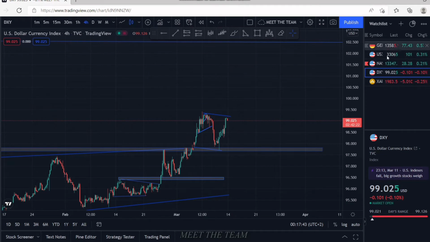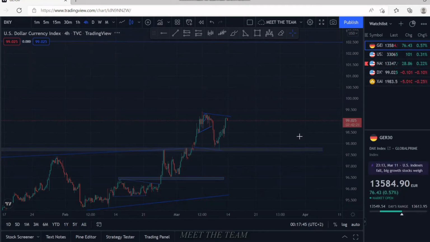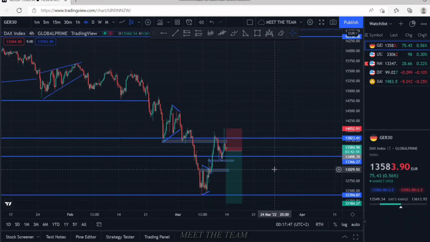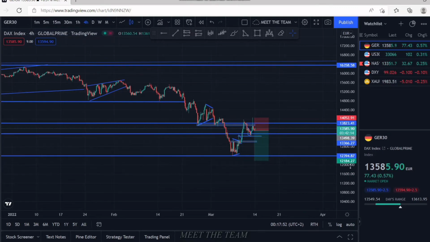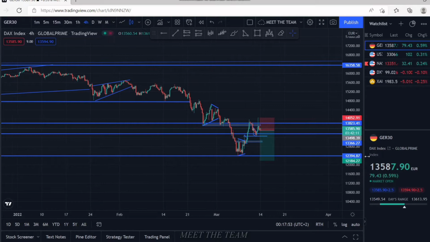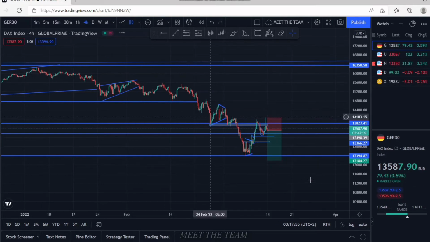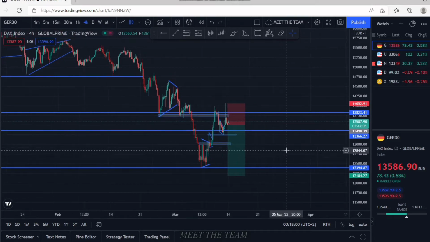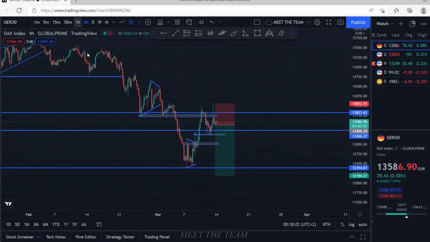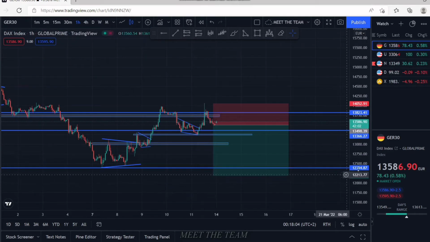So let's dive deeper into our GER30. On our GER30, guys, it's one and the same thing. If you have watched my previous video, you know the gigantic structure of this. I don't want to go into a higher time frame. I just want to give you opportunities to capitalize. I don't want to waste any time.